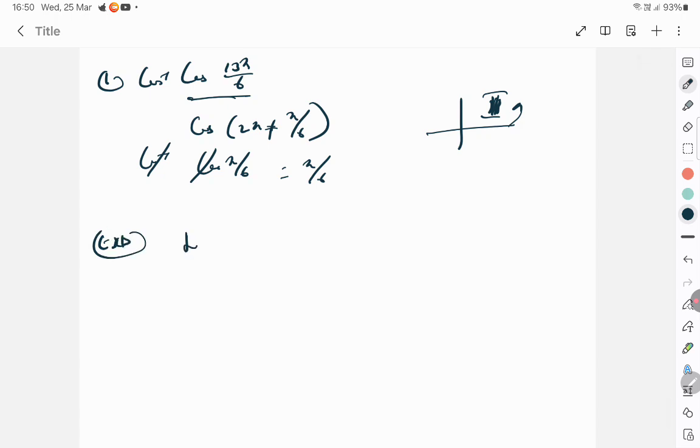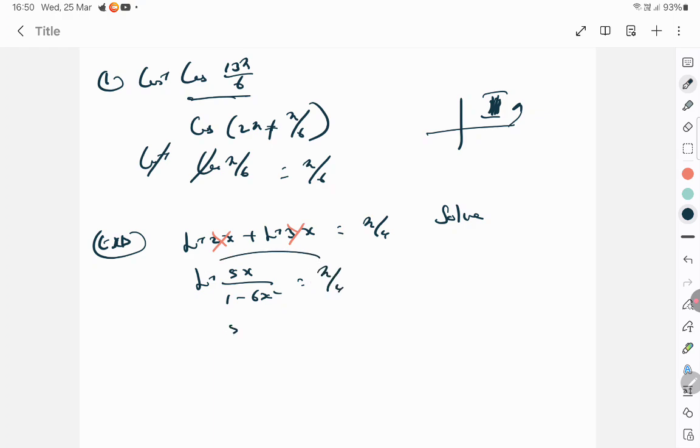Example 13, tan inverse of 2x plus tan inverse of 3x is equal to pi by 4, is a solved sum. It's like tan inverse of x plus tan inverse of y, which is tan inverse of (x plus y) by (1 minus xy), is equal to pi by 4. Take the tan inverse to the other side.